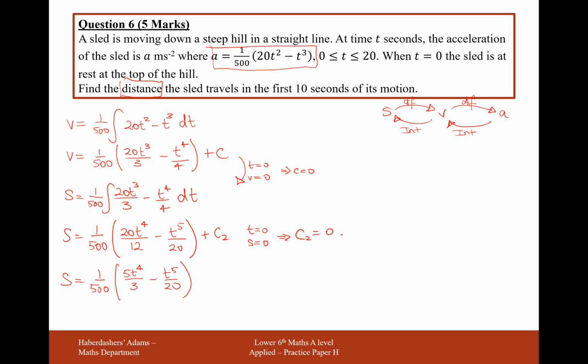Okay, what we need to do now is find the distance travelled in the first 10 seconds. So plugging in t equals 10 into your calculator, we get s equals 70 over 3 meters. In this case, we could round that to 23.3 recurring. We'll stop it there, 23.3 meters. Okay, that's 5 marks for that question.